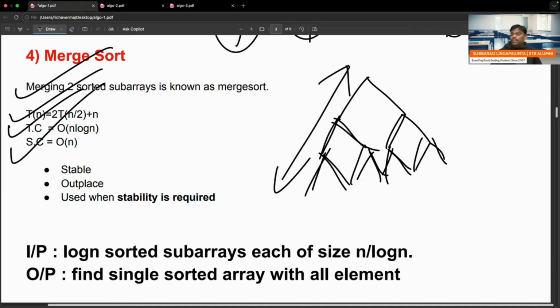And one more thing is, it is a stable algorithm. But the problem is, it takes more than log n space. It is an out-of-place algorithm. It is used when stability is required. Whenever stability matters, you can go for merge sort.